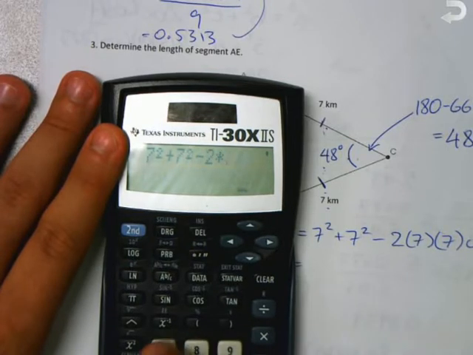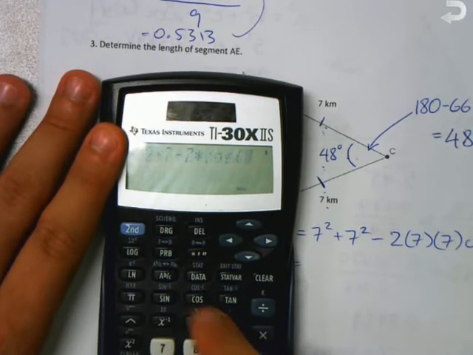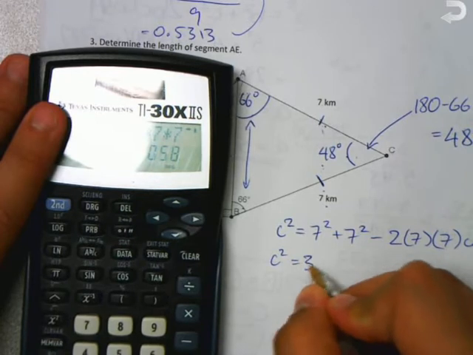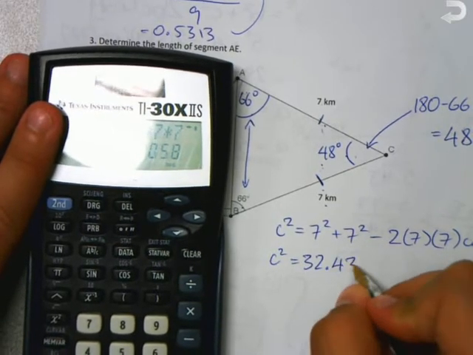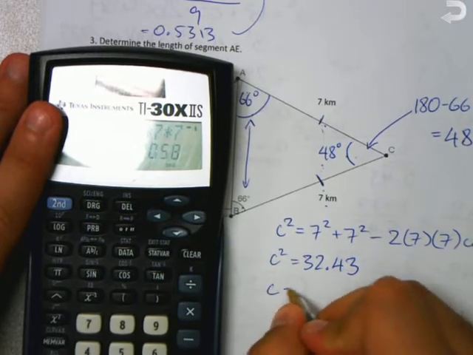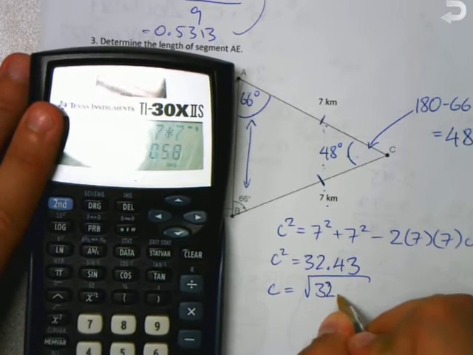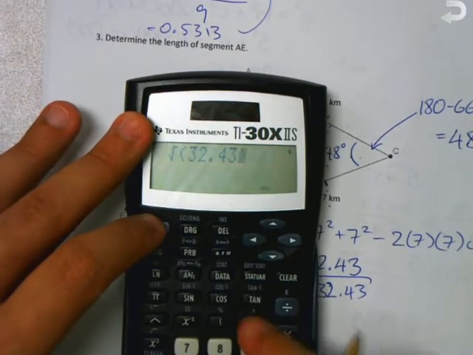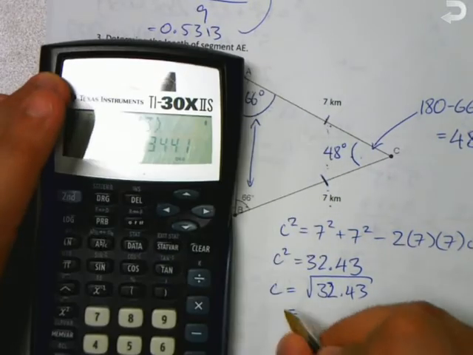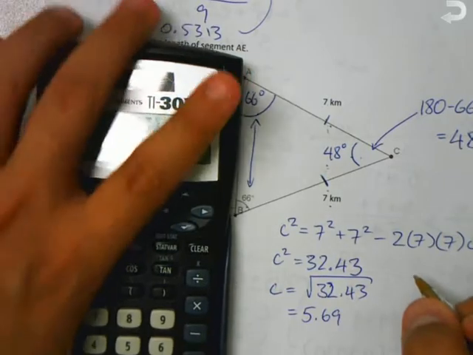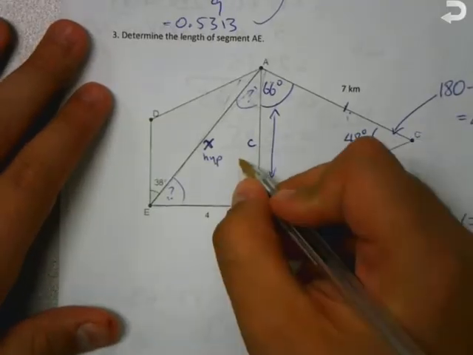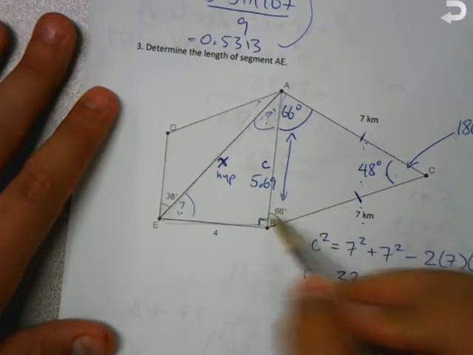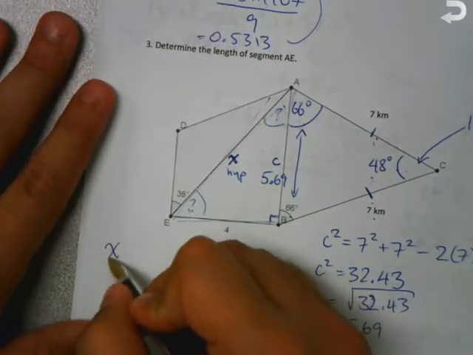So that would be 7 squared plus 7 squared minus 2 times 7 times cos 48. And that's 32.42, so C squared is 32.43 actually. Okay? So that means C is the square root of 32.43, which is 5.69. Right? So C is 5.69, which means this is 5.69.